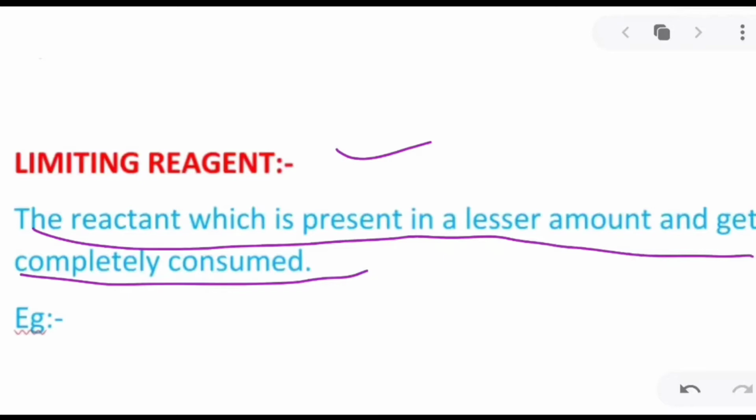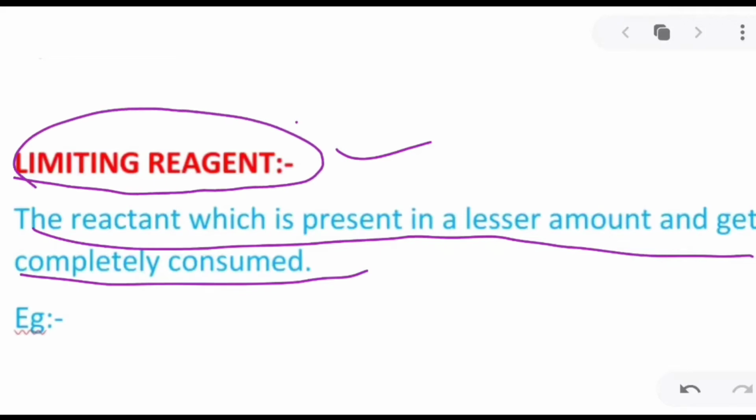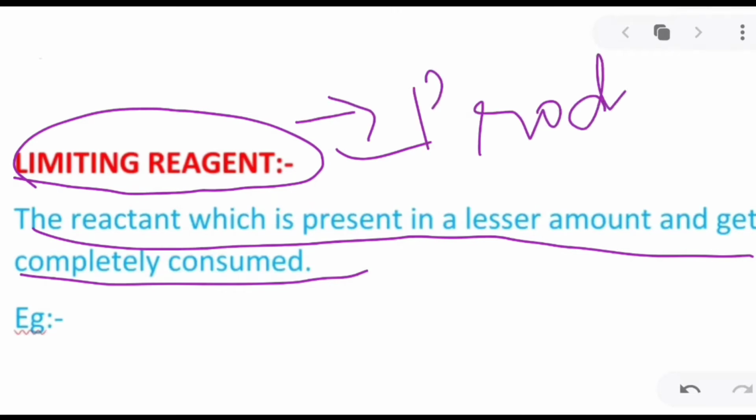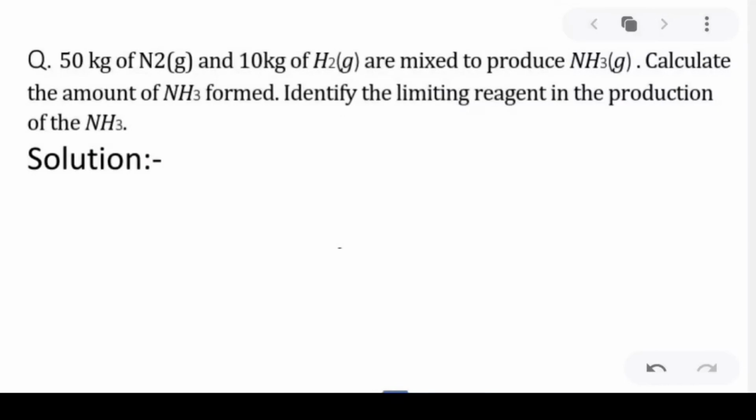So the reaction stops as soon as the reactant which is present in the lesser amount gets completely consumed, and hence it limits the amount of the product formed. So it got its name, the limiting reagent, because it is limiting the amount of the product formed in the reaction. Let's see what is limiting reagent and how does it work by taking an example.